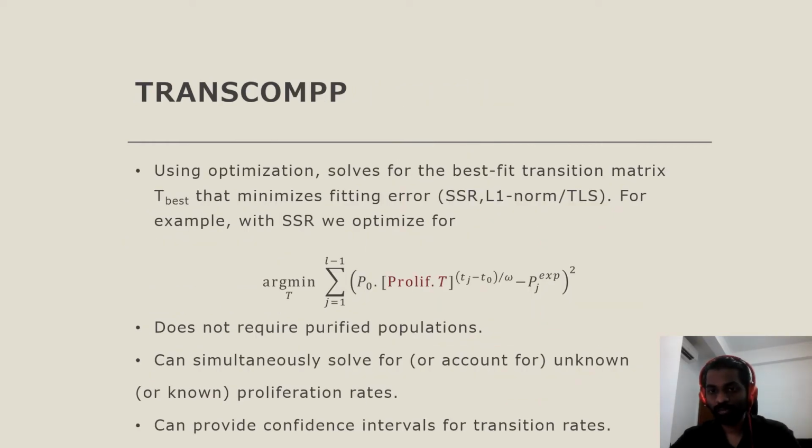And so we've developed TRANSCOMPP, a tool that uses optimization to solve for this best fit transition matrix that minimizes the fitting error between predicted and observed population dynamics. The advantages of TRANSCOMPP are that it does not require purified populations to start with. It can simultaneously solve for phenotype-specific growth rates if you're not aware of what they are, or if you already know what the different proliferation rates are, you can include that as a constraint during your transition rate computation. And apart from giving you the best fit transition matrix, it also gives you a confidence interval or a degree of uncertainty for your computed transition rates.